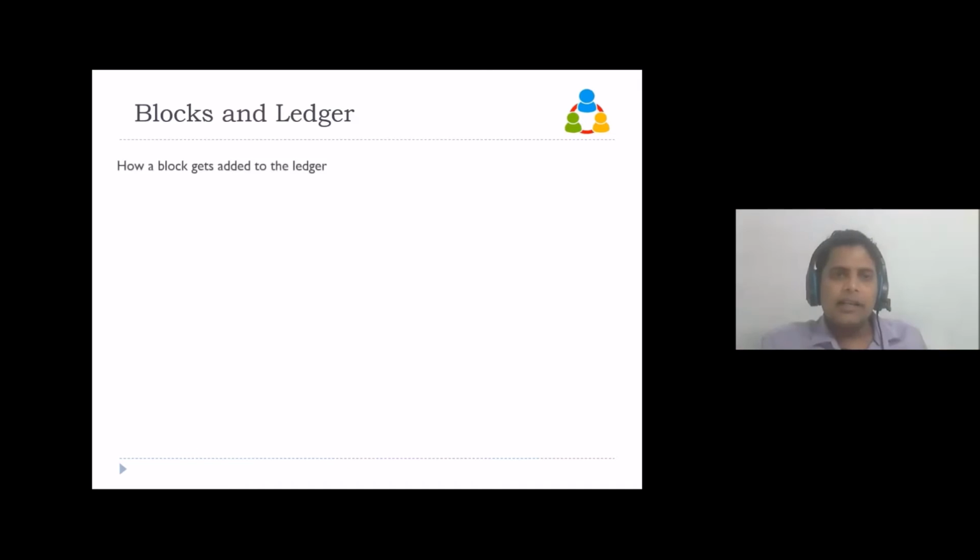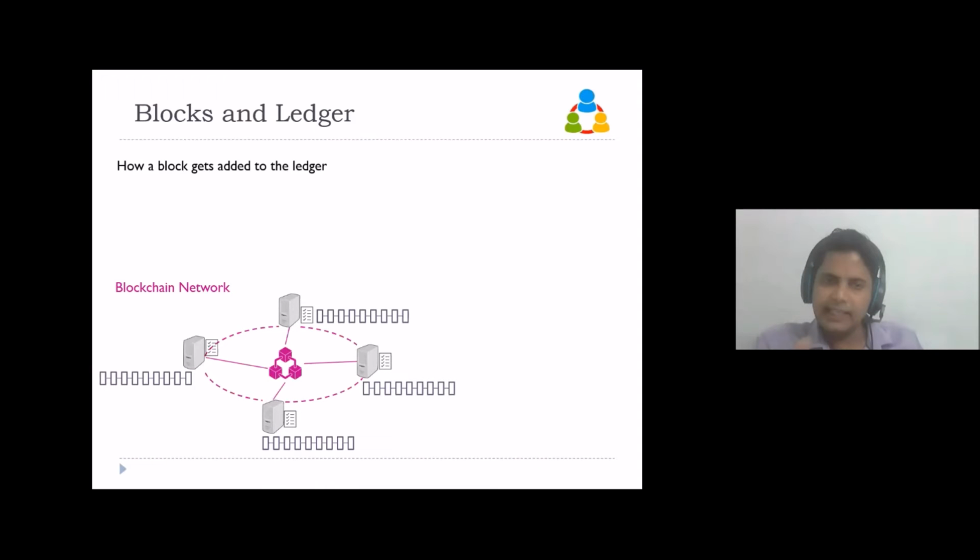And earlier I told about blocks and ledger, right? Let's see how a block gets added to a ledger. Okay, so this is a blockchain network. You can see I've shown 4 computers in my blockchain network. This is a smaller network for simplicity. Each computer in the blockchain network is called a node. A blockchain will have multiple nodes, several computers in the network.